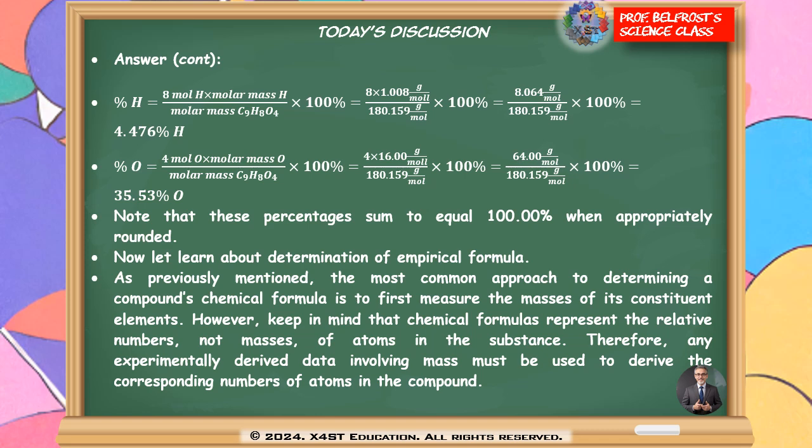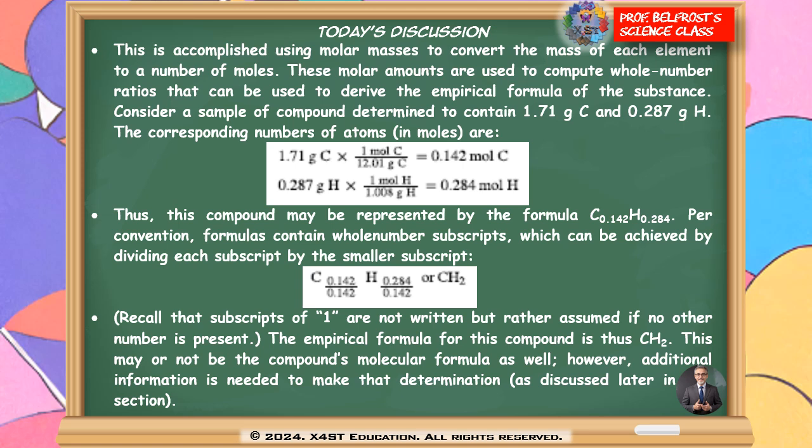Okay, so now let's learn how to determine the percent composition out of an empirical formula. As previously mentioned, the most common approach to determine a compound's chemical formula is to first measure the mass of the constituent elements. But keep in mind that chemical formulas represent the relative numbers, not masses, of atoms in the substance. Therefore, any experimentally derived data involving mass must be used to derive the corresponding numbers of atoms in a compound. This can be accomplished by using molar mass, for example, to convert the mass of each element to a number of moles. The smaller amount is then used to compute whole number ratios that can be used to derive the empirical formula of the substance.